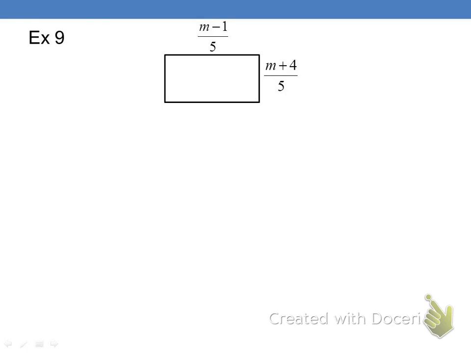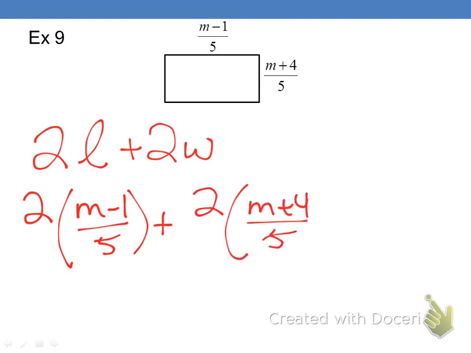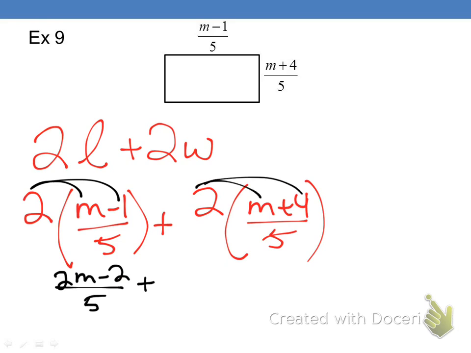So yes, one way to think of finding the perimeter is adding all the sides. But we actually know a formula. What is it? 2L plus 2W. So I'm going to do 2 times n minus 1 over 5 plus 2 times n plus 4 over 5. Do I multiply or do I add first? Multiply. Good. So this is going to be 2n minus 2 over 5 plus 2n plus 8 over 5.